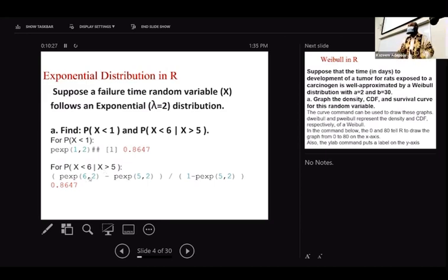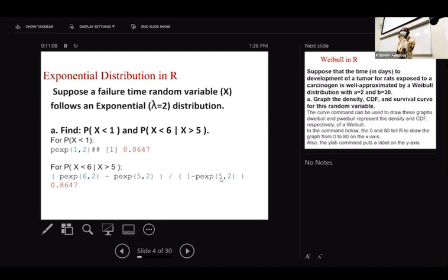If you want to do that in R, you need to identify what your parameter is. The parameter is lambda equal to 2. You plug in 6, and when you plug in 6, you're subtracting what you get when you plug in 5 from it. Then divided by the probability of x greater than 5, which is 1 minus the CDF. In R, it's going to be 1 minus pexp(5, 2). Easy way you're going to get your result.